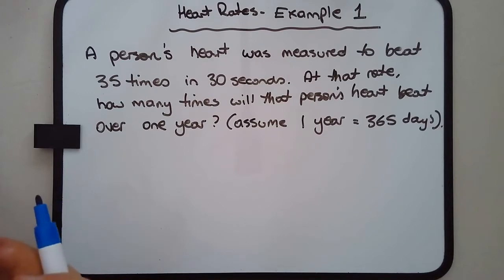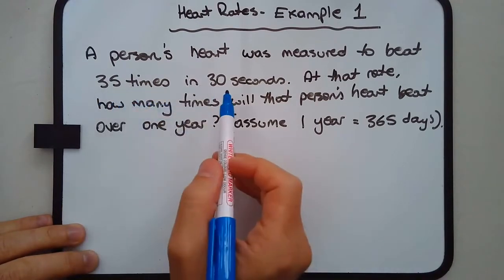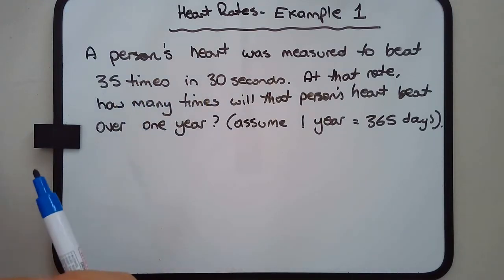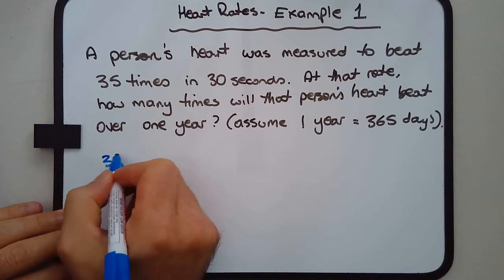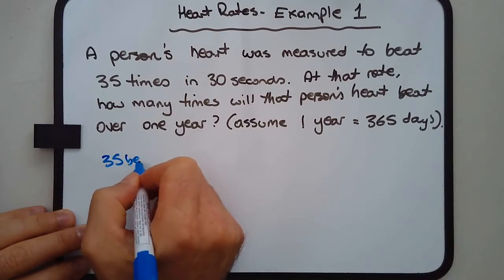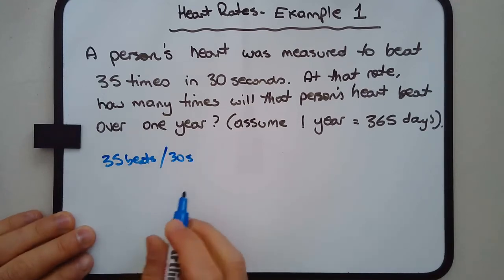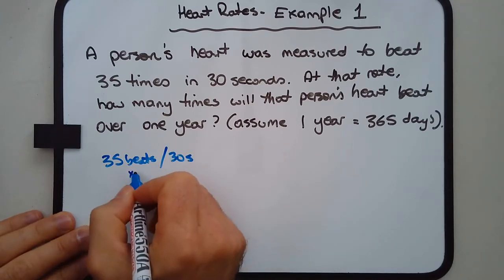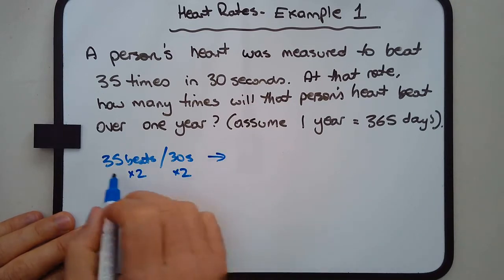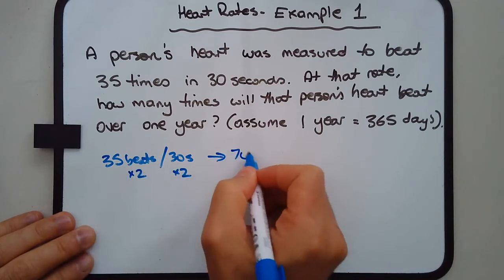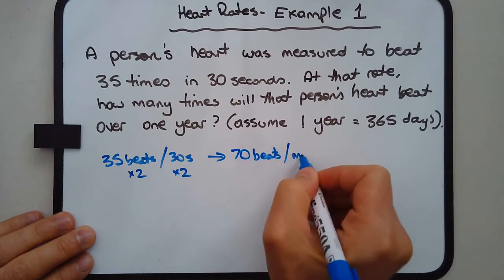Maybe the first thing we do is convert the 35 beats in 30 seconds to something that's a bit easier to work with. Let's convert it into beats per minute. 35 beats per 30 seconds. If you multiply both of these terms of the rate by 2, 35 beats in 30 seconds corresponds to 70 beats per minute.